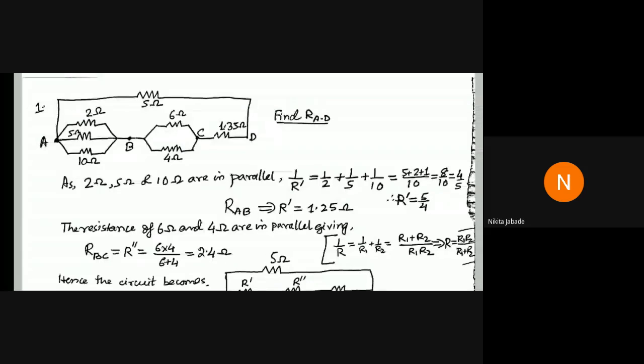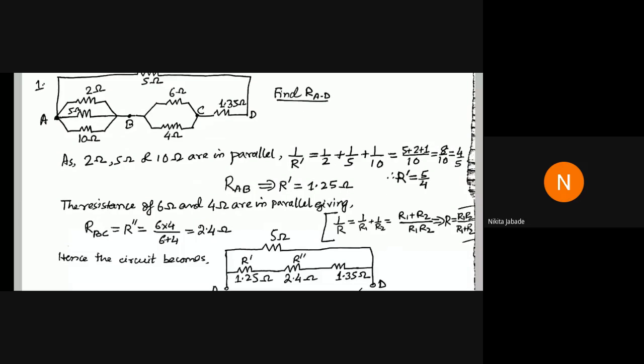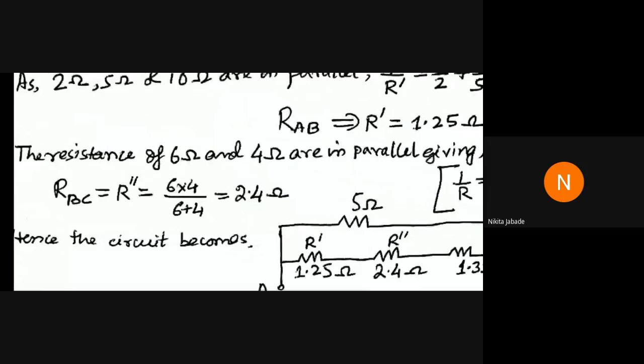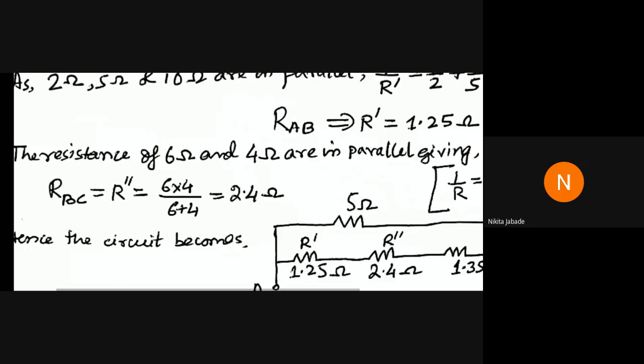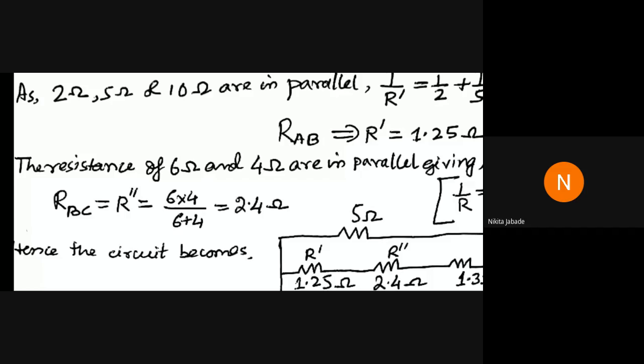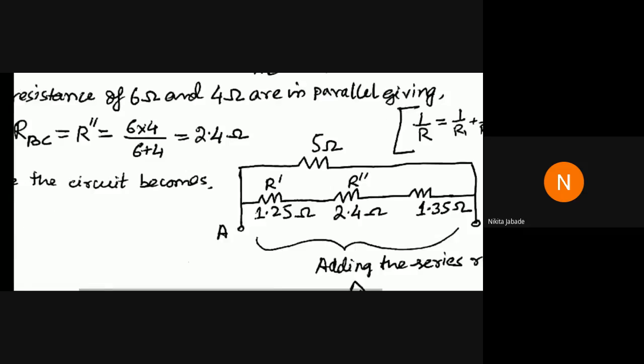So like this, for the section B to C, we have two parallel resistances, 6 ohm and 4 ohm. For the parallel resistances 6 ohm and 4 ohm, I have used this formula and directly put RBC equals 6 into 4 divided by 6 plus 4. Directly I am using this formula and we have got this. Okay, so if we get this, then the circuit actually becomes like this.